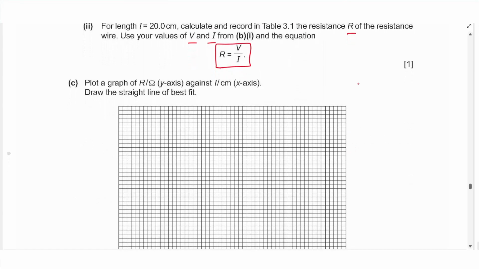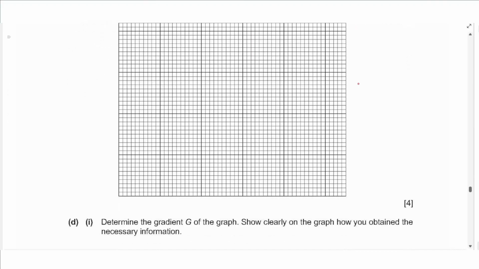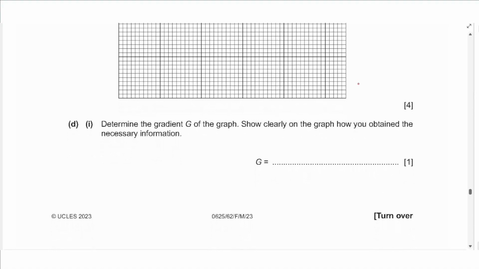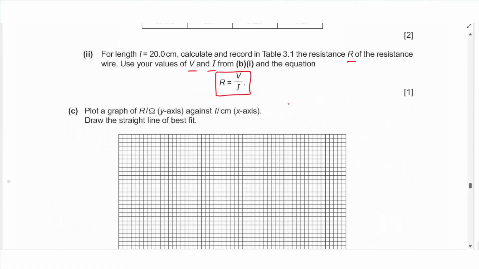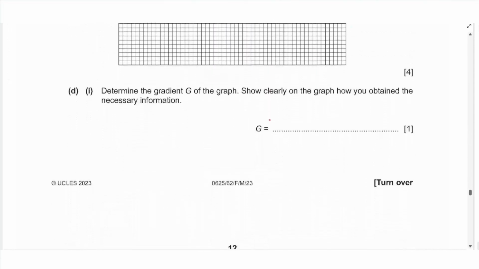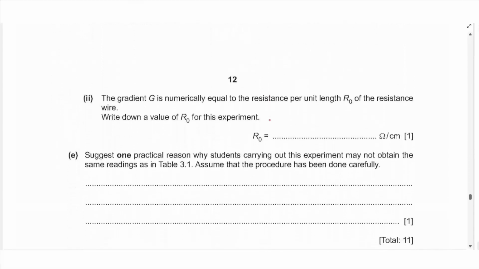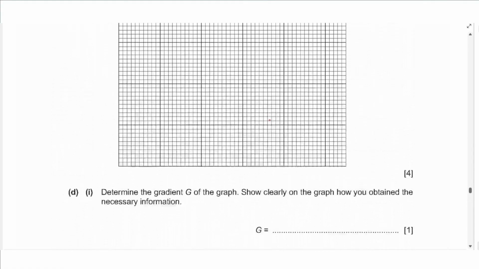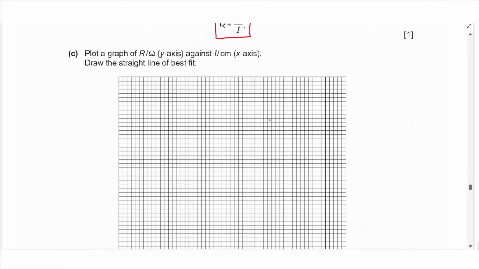Question C says plot a graph of R per ohm on the y-axis against L per centimeter on the x-axis. Draw a straight line of best fit. Always draw the best fit. And we check if we need to start the axis from 0 only when it says the graph starts from 0 and 0, or you are required to get something called the y-intercept, which is not here, so we don't need to start our graph from the origin.